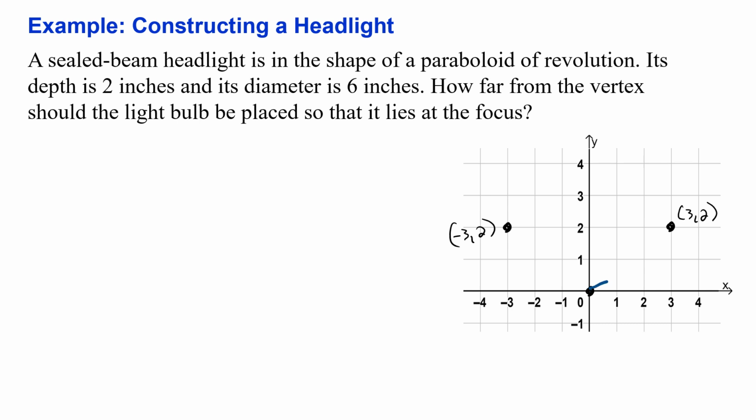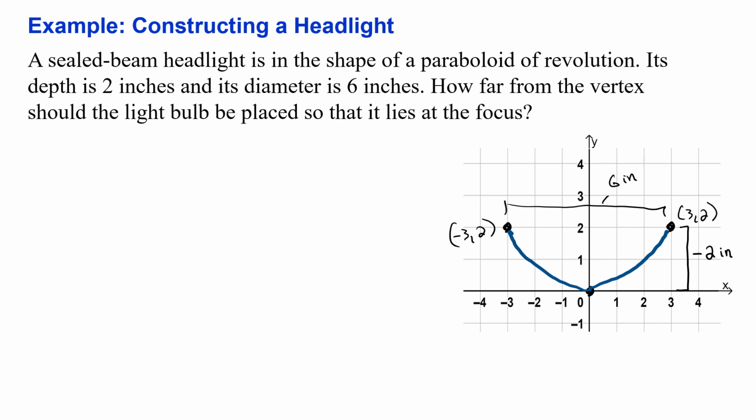Now, let's sketch the parabola from the vertex to these 2 points that we just plotted. Let's note that the parabola ends at these 2 points and does not continue through them. In other words, the domain of the parabola is from -3 to 3 on the x-axis, and the range is from 0 to 2 on the y-axis. And this gives us the appropriate depth and width. So let's denote the appropriate depth of 2 inches and the diameter of 6 inches.